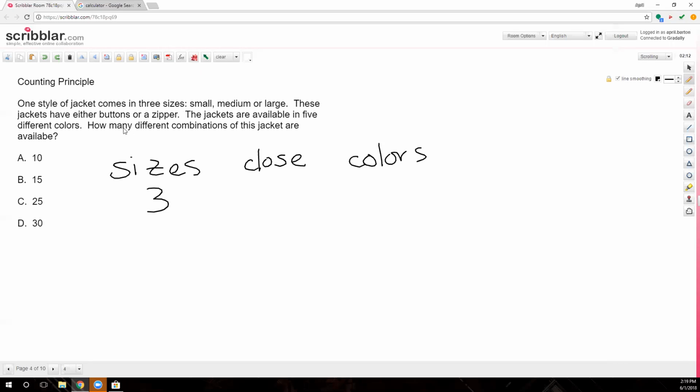Okay. How many ways to close the jacket did they tell you? 2. So this one, they didn't ever say the number 2. They just gave you 2 options, buttons, zipper. And then how many colors? 5. Good. Once you do that, multiply it together. So what's our final choice for this one? 30. Good. 3 times 2 times 5 gives you 30. So again, these questions pretty straightforward. If you know, I just need to multiply these numbers together.